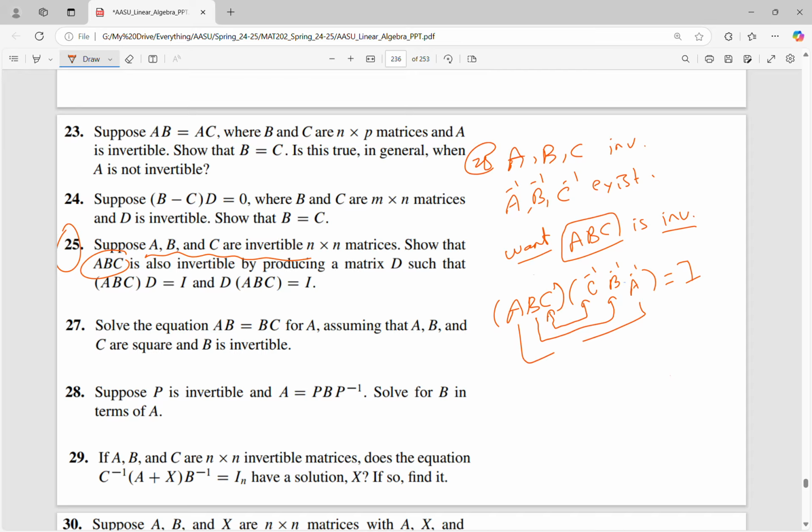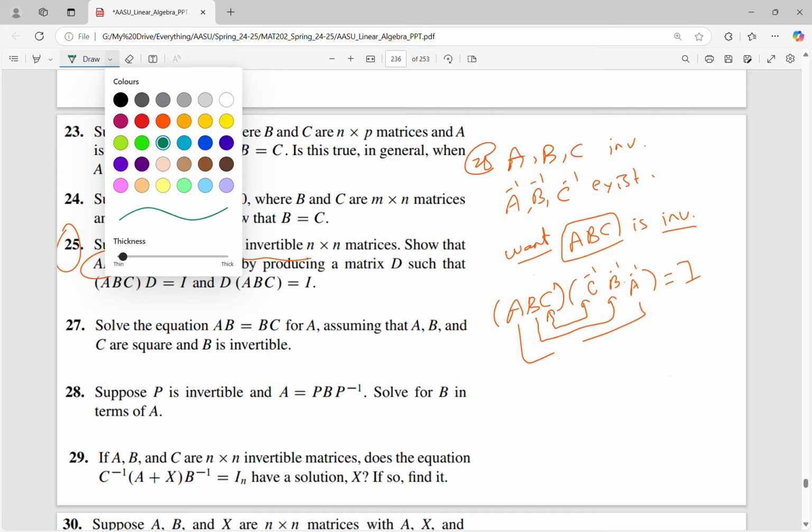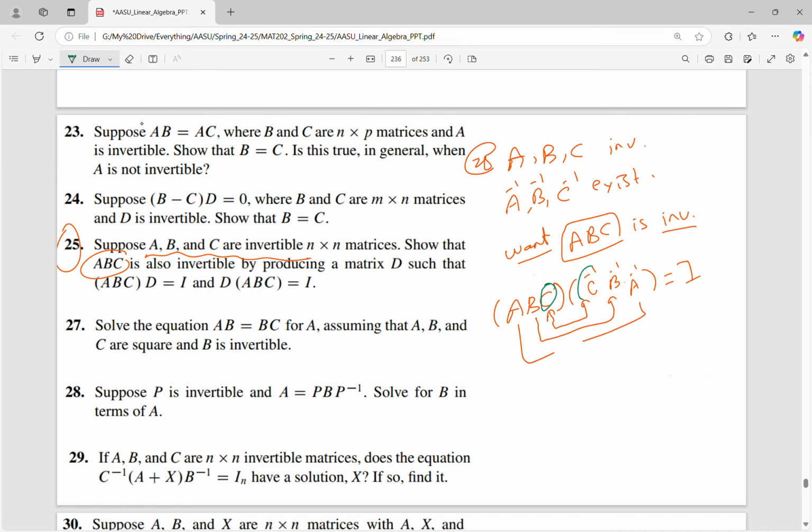Now look, let's multiply them. C with C inverse, that's the identity. So this becomes AB times the identity, B inverse, A inverse. But B times the identity is B. So AB, B inverse, A inverse. Now B B inverse is the identity. So this is A, identity, A inverse. But A times I is A again. So this is A times A inverse, which is I. Okay? So this is it.